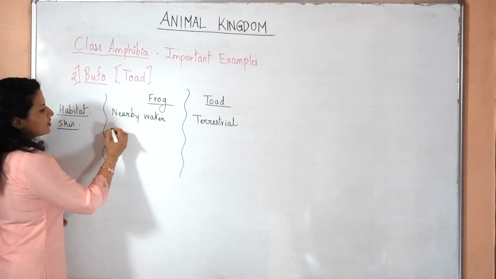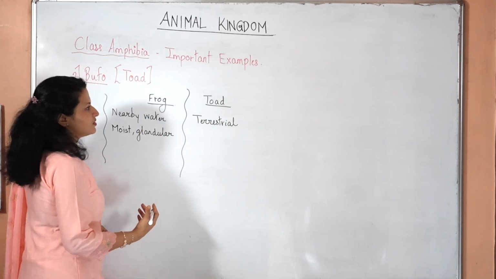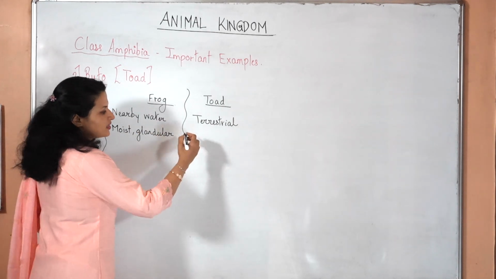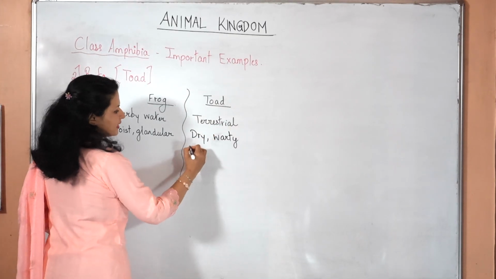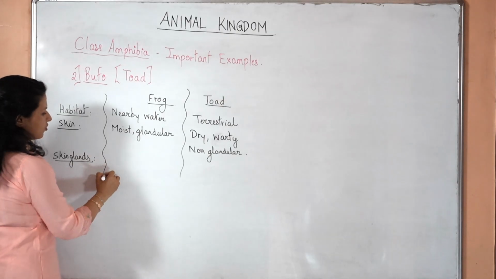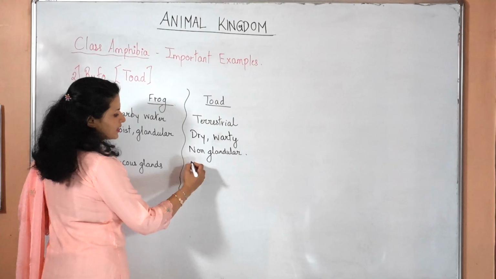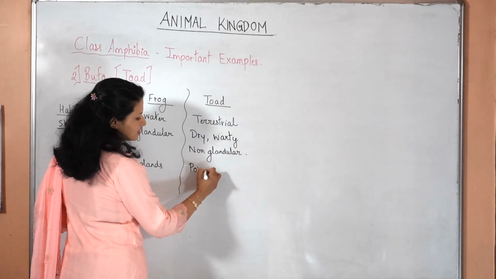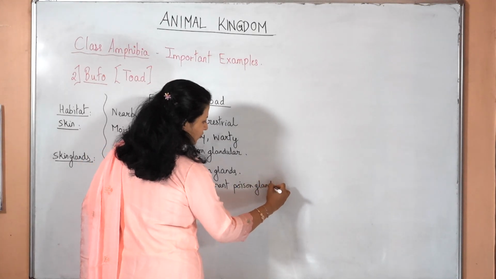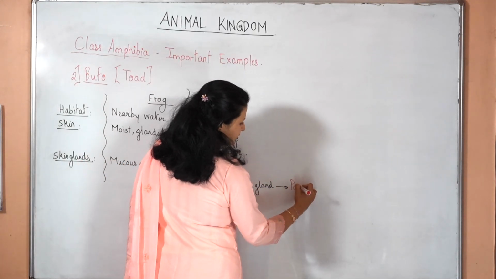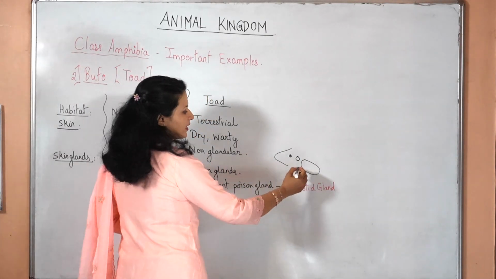Next, skin. The skin of the frog is moist, glandular, vascular. However, the skin of the toad is not moist. In fact, it is very dry, warty kind of skin. It is non-glandular. Skin glands in case of the frog are mostly mucus glands. Most of the glands on the toad skin are mainly poison glands. And one prominent poison gland that it is known for is the parotid gland. This is the tympanum, and just behind the tympanum there is this huge gland called the parotid gland.